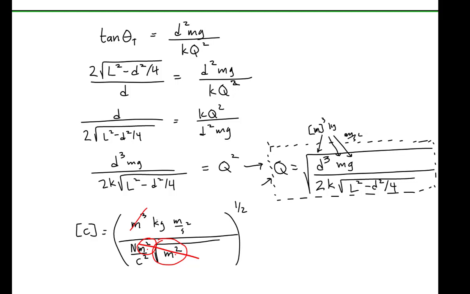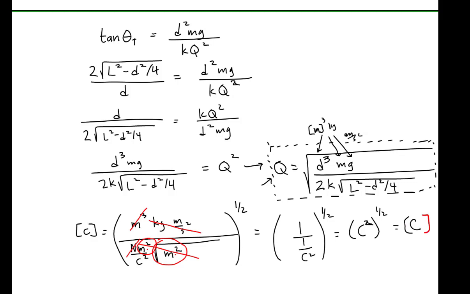You know that 1 Newton is equal to a kilogram meter per second squared. So I have a Newton in the denominator. That cancels with a kilogram meters per second squared in the numerator. I am left with, in the denominator, a 1 over a coulomb squared to the 1/2. You flip that, and notice we end up with units of coulombs after doing all of that.